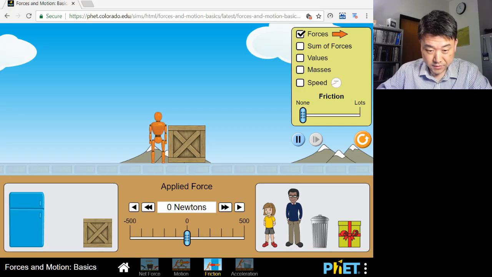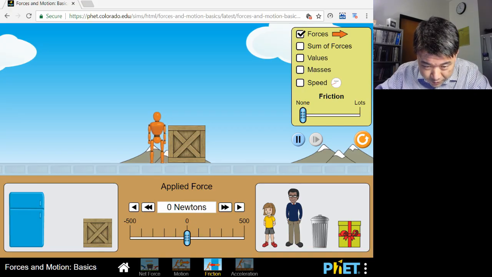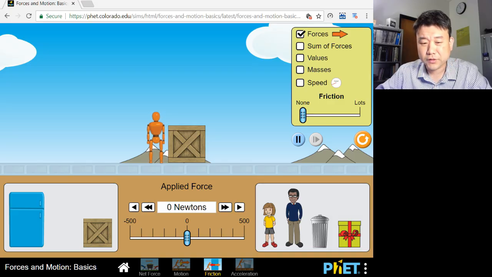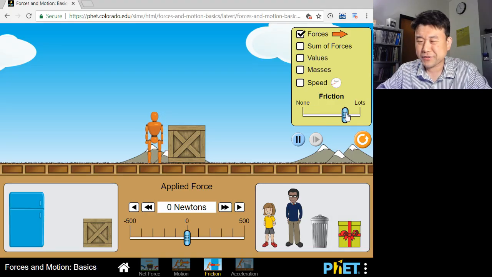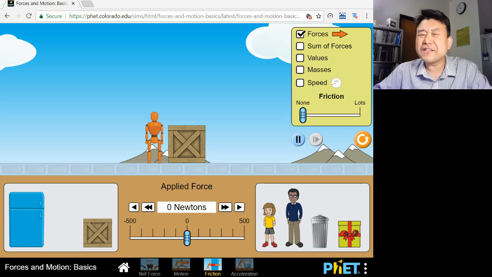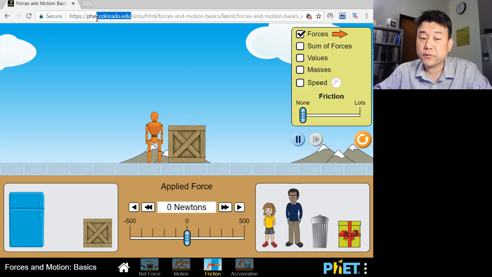In fact, this crate here has been moving very slowly the whole time with 0 friction. So to bring it to a complete stop, nothing does it better than friction. I encourage you to spend enough time here until this makes sense. You can find this simulation on the PhET website, phet.colorado.edu, to play around with it.